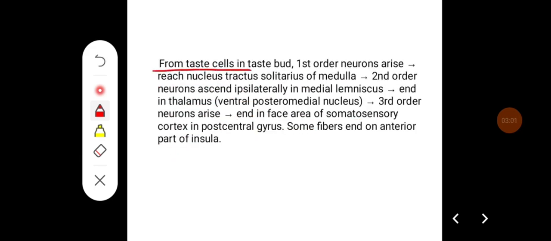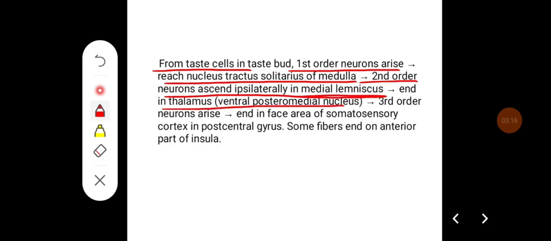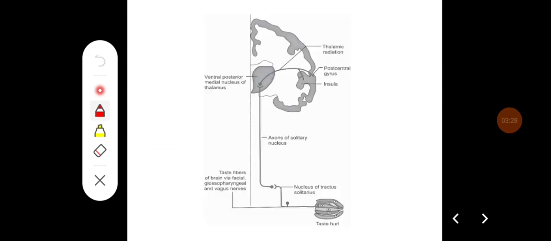From the taste cells in the taste bud, first order neurons arise. They reach the nucleus tractus solitarius of the medulla. From here, second order neurons arise and ascend ipsilaterally in the medial lemniscus. They end in the thalamus in the ventroposterior medial nucleus, and third order neurons arise from here. They end in the face area of somatosensory cortex in the postcentral gyrus. Some fibers also end on the anterior part of the insula.